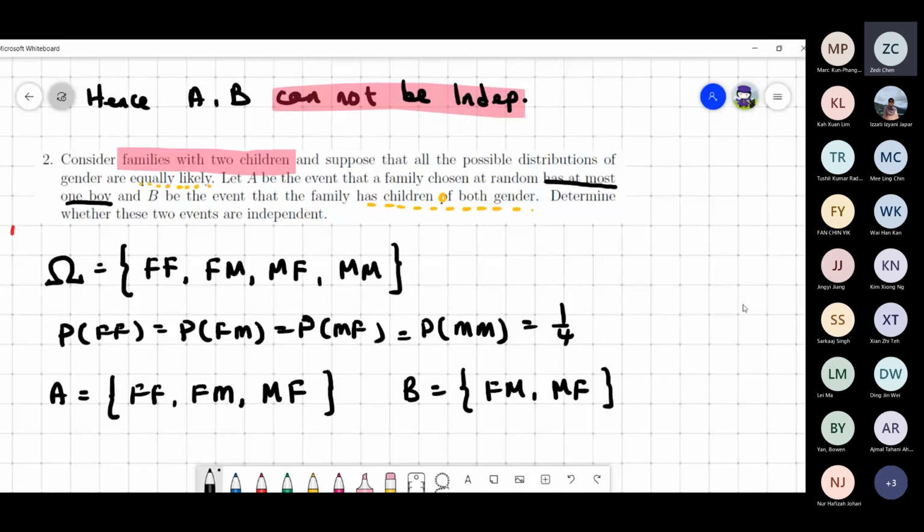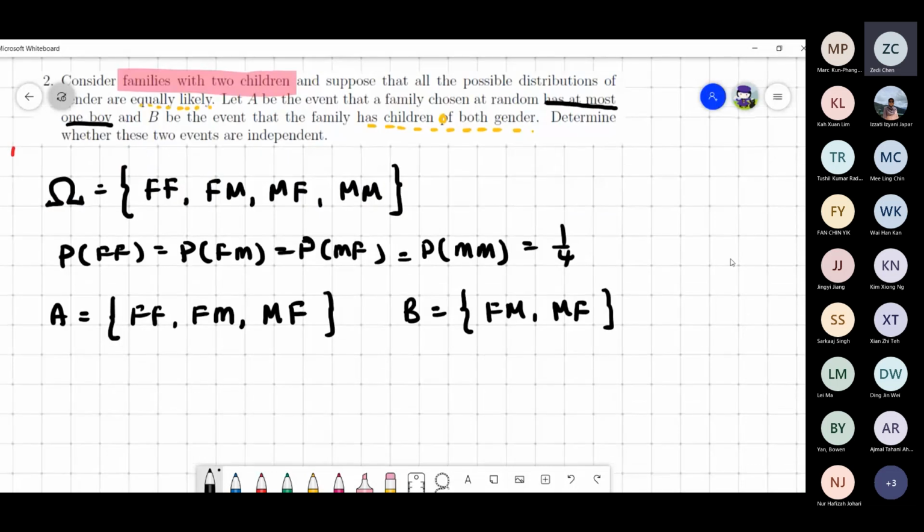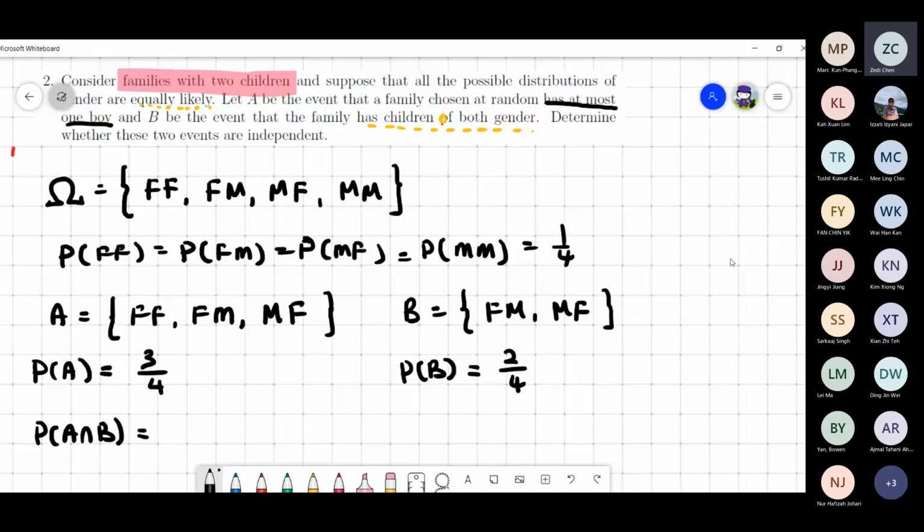So I think now it's very straightforward. From here we can see the probability of the event A must be 3/4, and the probability of the event B must be 2/4. And I think it's clear that B is included in A. So P(A and B) is actually the same as P(B), that must be 2/4. So I think it's clear, right?